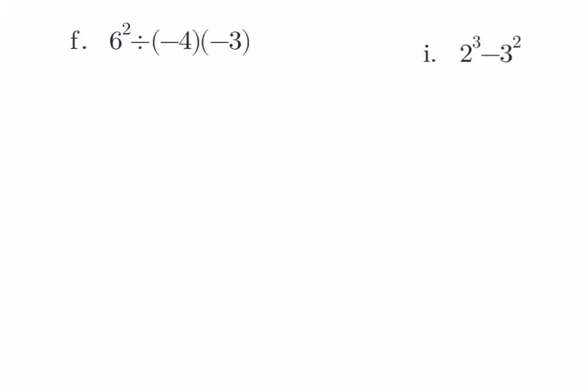Example F. We're going to start getting some exponents involved in here. So example F, do we have anything that counts as parentheses? And the answer is no. If you look at these sets of parentheses, inside negative 4 cannot be simplified further. Negative 3 cannot be simplified further. So we do not have a parentheses step. We do have exponents though. And we get 6 squared is equal to 36. And I'm going to bring down my negative 4 and my negative 3.